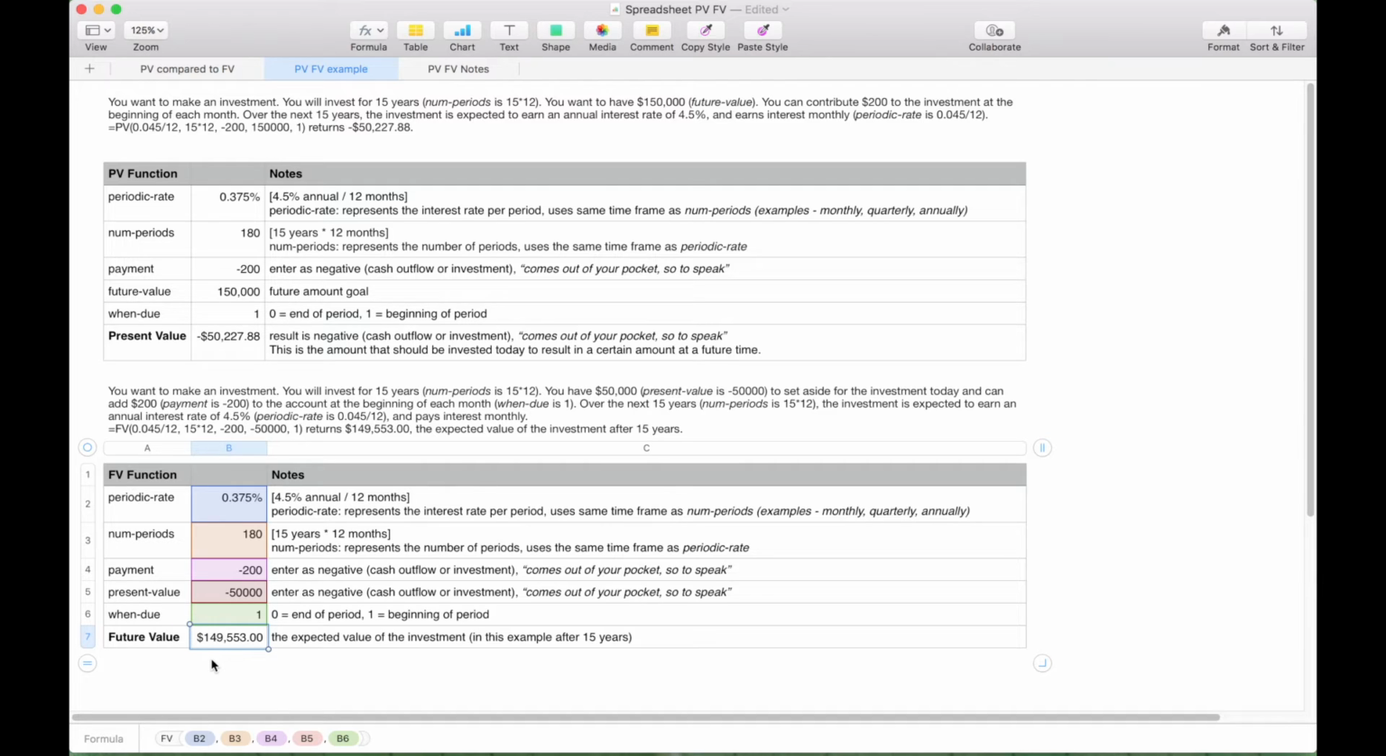So, for example, it must be 4.5% interest rate, compounded on a monthly basis, be able to accumulate interest for 15 years, we must put in $200 per month, and so on.